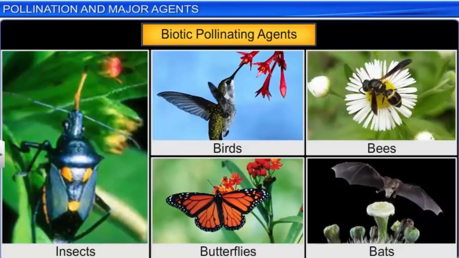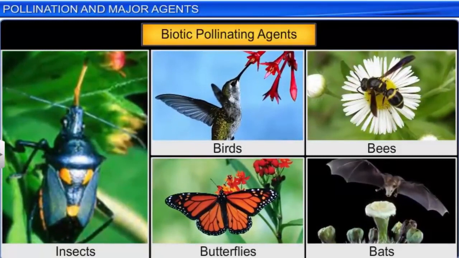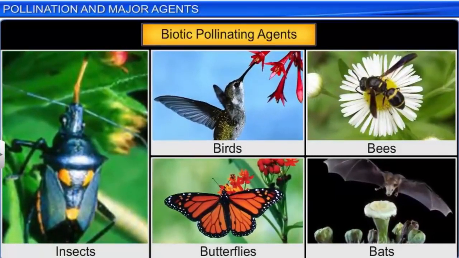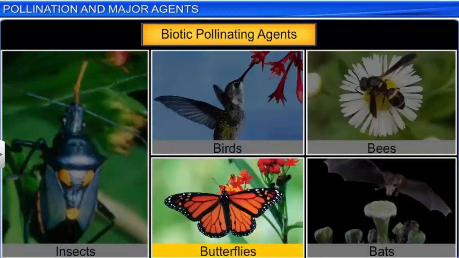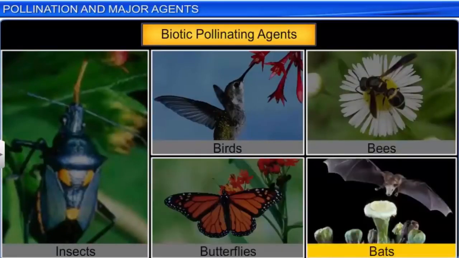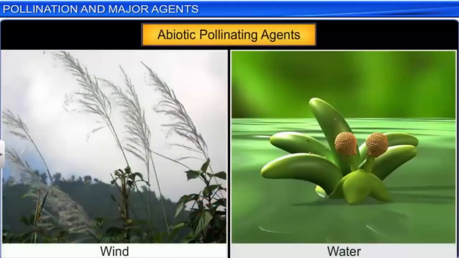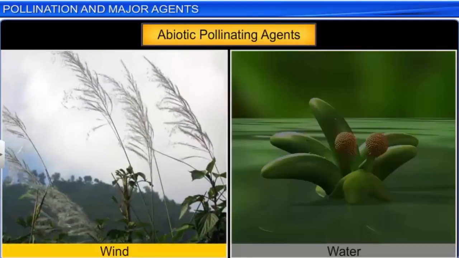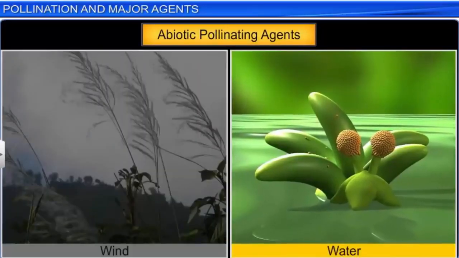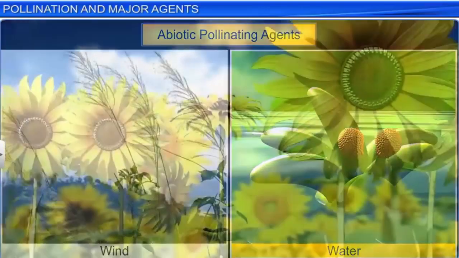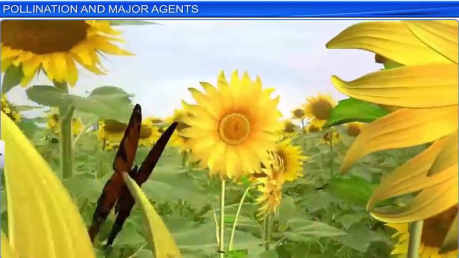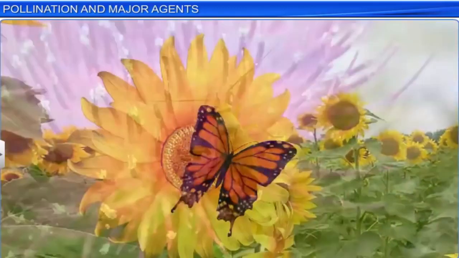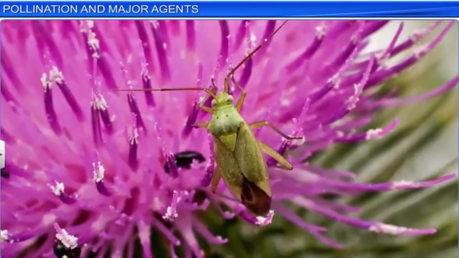In both cross-pollination and self-pollination, pollinating agents play a vital role. These agents include biotic agents such as insects, birds, bees, butterflies, and mammals such as bats, as well as abiotic agents such as wind and water. Incidentally, pollination in a majority of plants is aided by biotic pollinating agents, which get attracted by flowers which vary from each other to attract their specific pollinator.